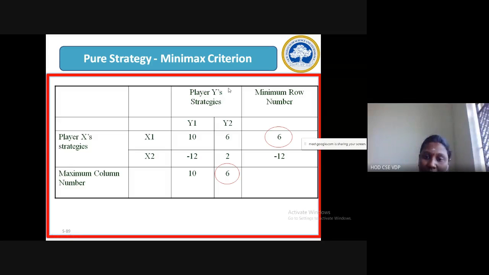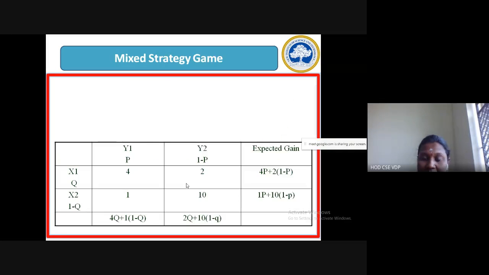We have already seen this. For a pure strategy, you have to choose the max of min and the min of max. If both are equal, then you call it a saddle point. Then coming to mixed strategies, this is what I want to convey now.